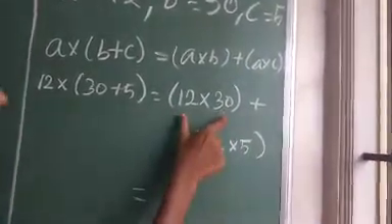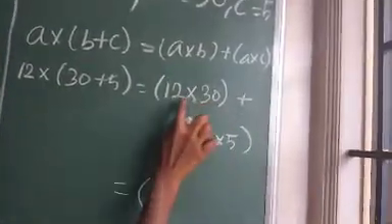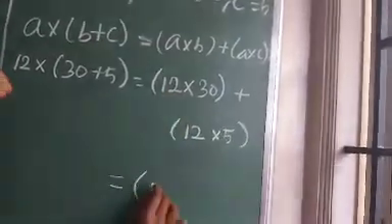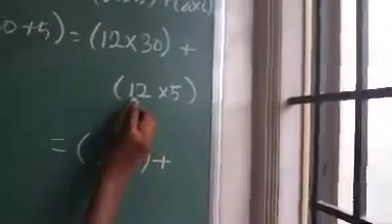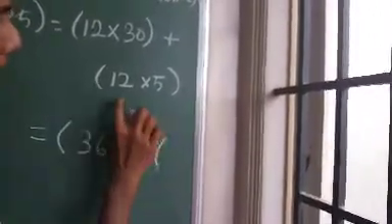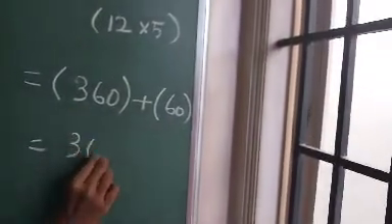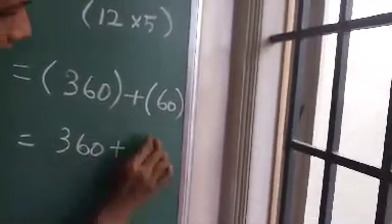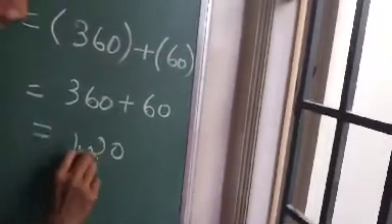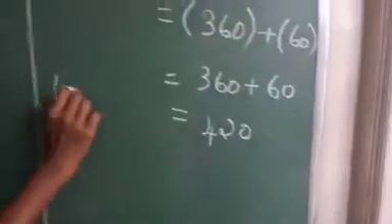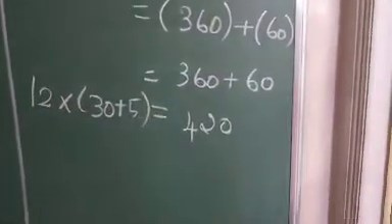According to the BODMAS rule, first solve the bracket. So 12 into 30. First you multiply 12 and 3. 12 3s are 36 and put 0 as it is. Plus here 12 into 5. When you multiply 12 and 5 you will get 60. Now you add 360 and 60. So next step, remove the bracket. 360 plus 60 you will get 420. So 12 into 30 plus 5 is equal to 420.